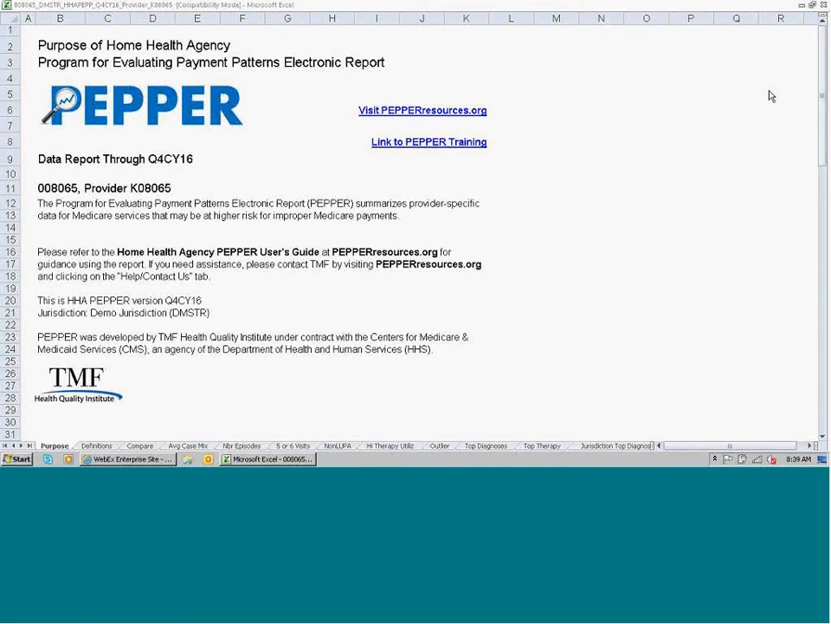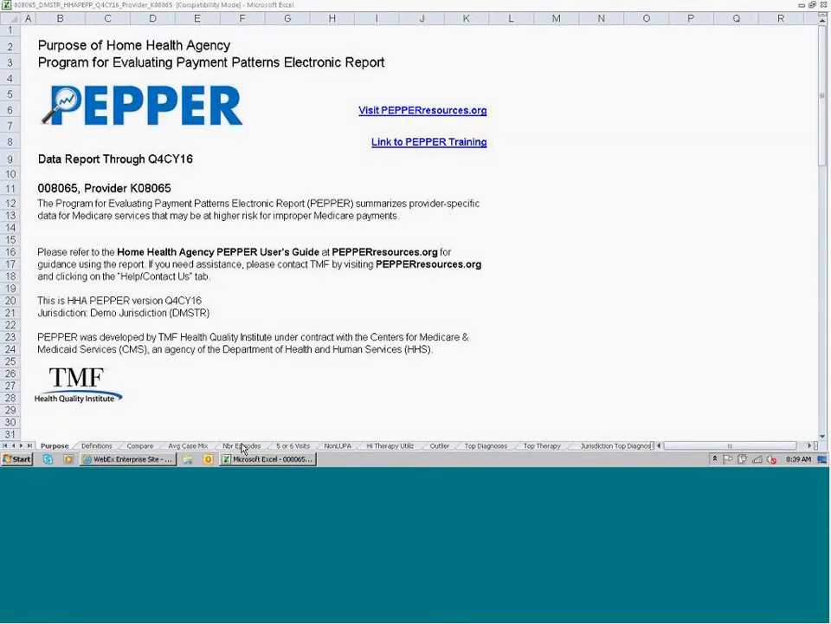During this session, I'm going to walk through a sample PEPPER for home health agencies to help you understand the statistics and what they could mean for you. The PEPPER is distributed as a Microsoft Excel workbook, and you will navigate within the PEPPER by clicking on the worksheet tab along the bottom of the screen.